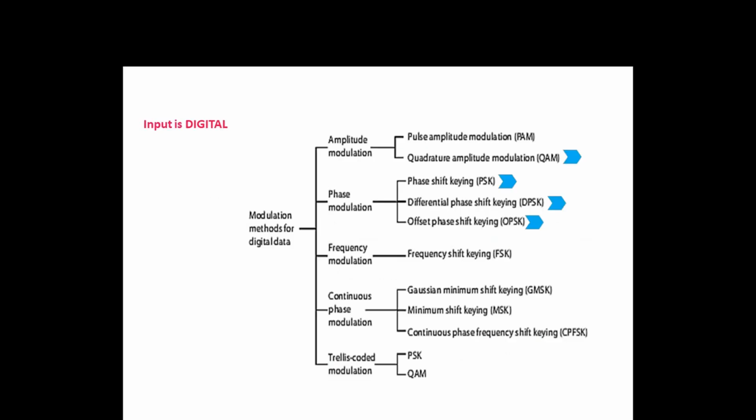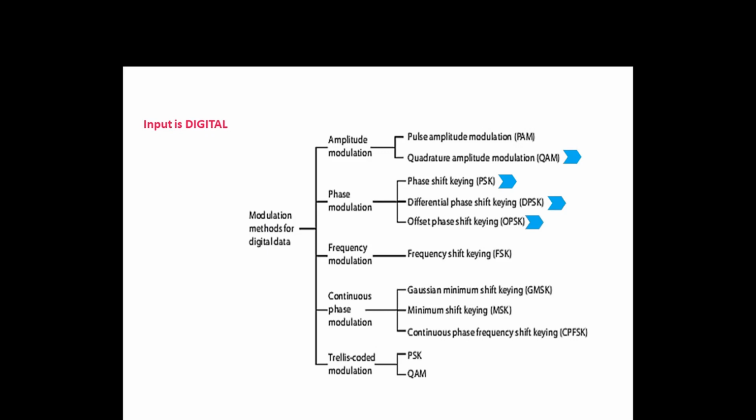Then we'll go for the next thing, the modulation methods for digital data. How can we modulate our digital data? As I told already, digital data can be modulated by both an analog carrier as well as a digital carrier. So in this case we have some examples. The first one is amplitude modulation, second is phase modulation, third is frequency modulation, fourth is continuous phase modulation, and fifth is trellis coded modulation.